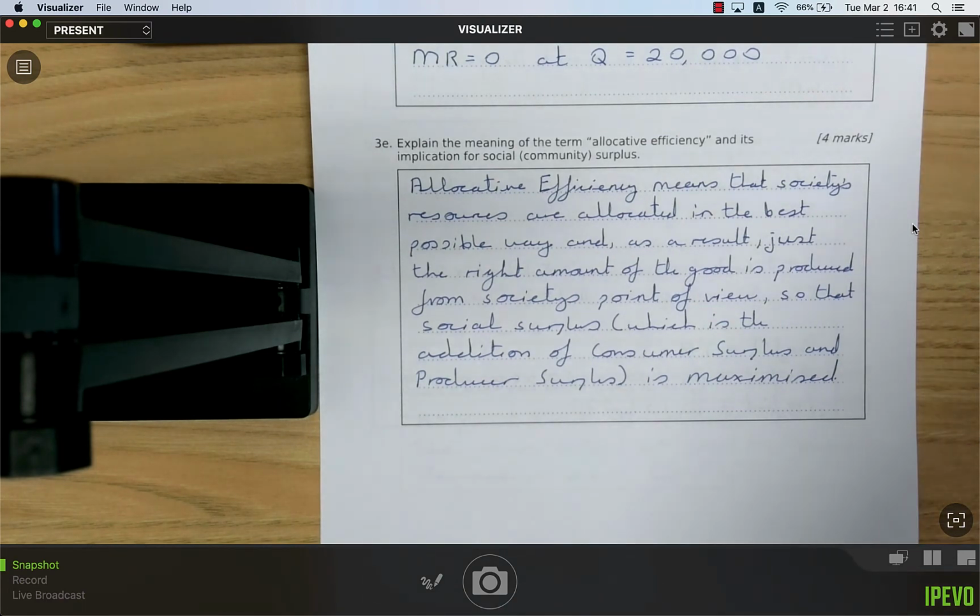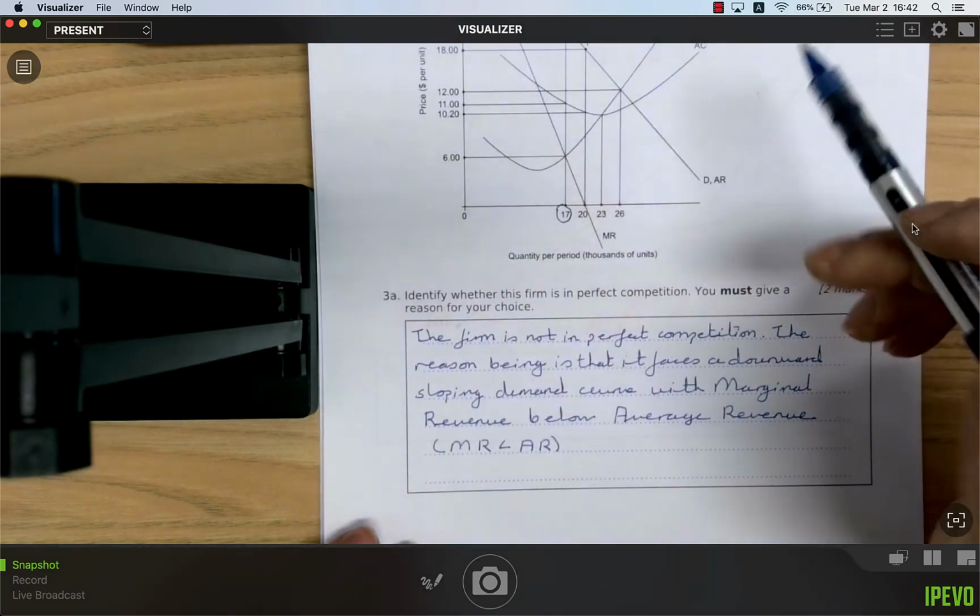Explain the meaning of the term allocative efficiency, and its implications for social or community surplus. Right, well, let's just explain it first and then we'll look at it on the graph. Allocative efficiency means that society's resources are allocated in the best possible way, and as a result, just the right amount of the good is produced from society's point of view, so that social surplus, which is consumer surplus plus producer surplus, is maximized. Okay, allocative efficiency is where price equals marginal cost.